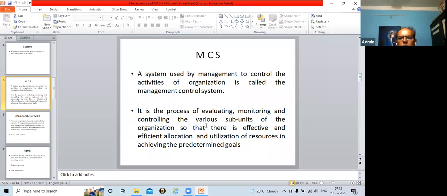And then it is the process of evaluating, monitoring, and controlling the various subunits of the organization. So please note this. It is the process of evaluating, monitoring, and controlling the various subunits of the organization so that there is effective and efficient allocation and utilization of resources in achieving the predetermined goal.